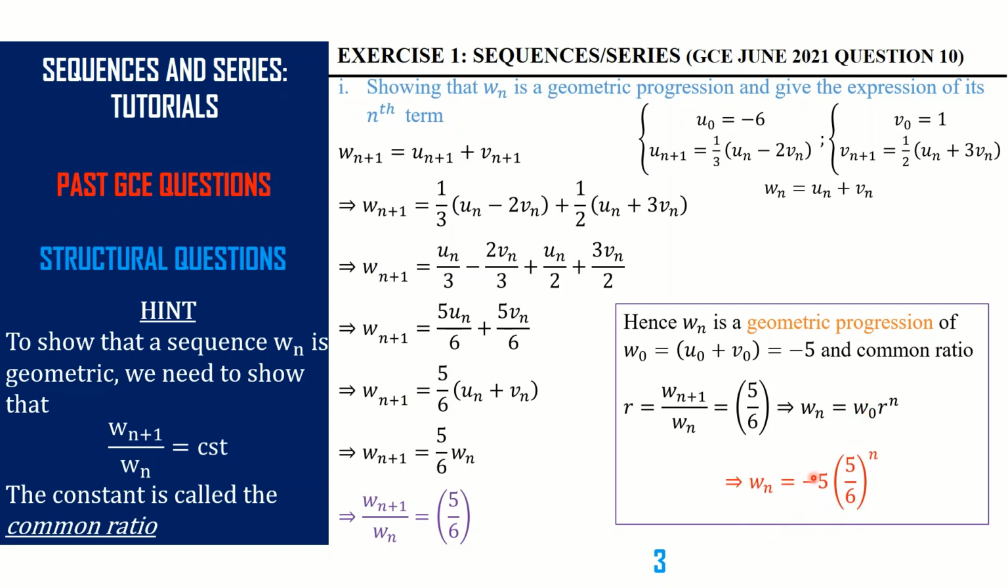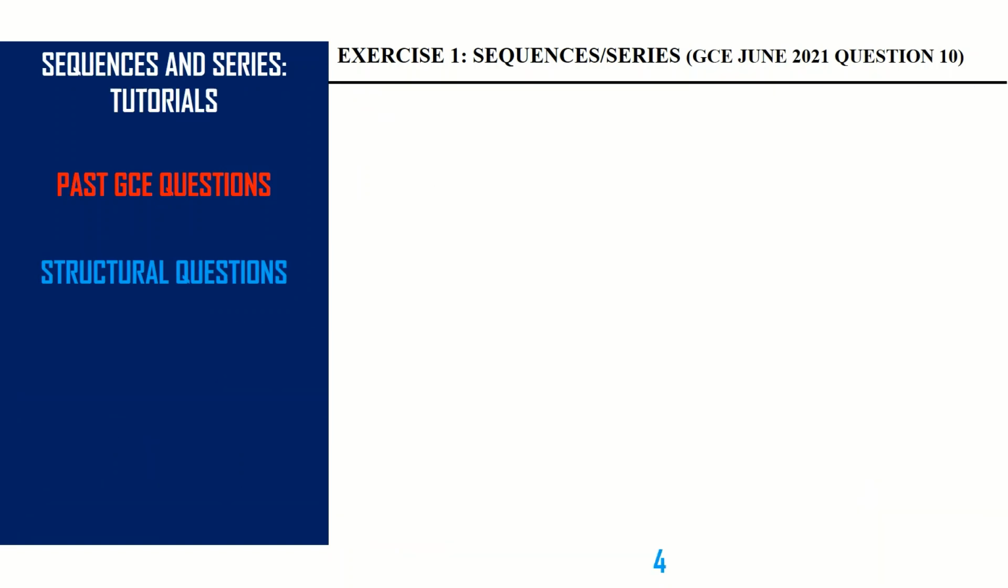Alright, so from there, we can just express our Wn in terms of n. Our W0 is negative 5. Our common ratio is 5 on 6, and then we raise it to the power n. So we are done with Roman 1 of this question. Alright, so let us continue with the questions.